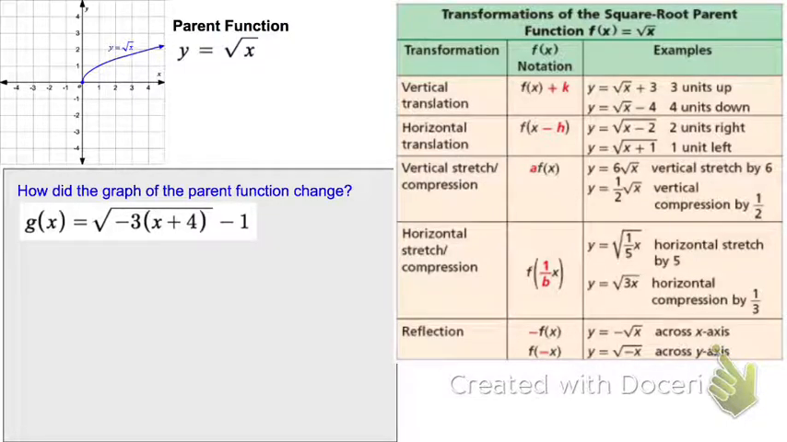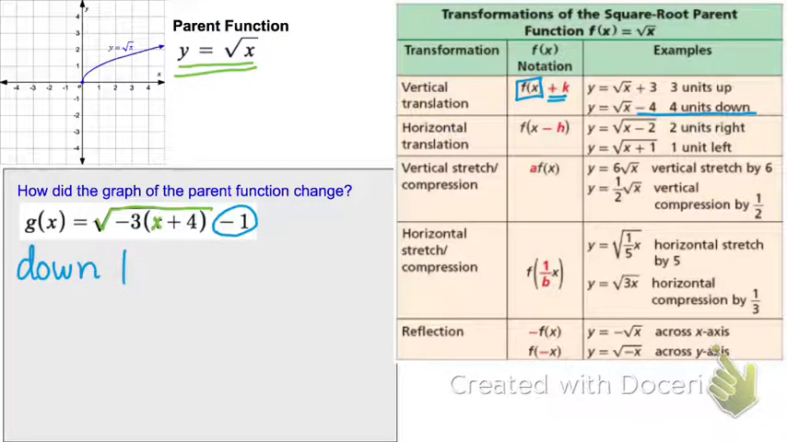Notice that the parent function is y equals square root of x. So we see the x here, we see the square root, but there's some other numbers and things going on now. Let's pick one of those at a time and look at the table to see how it changed the graph. So first off, subtracting a number after that function, square root of x. So we are doing something after that function. That is moving it down that many units.